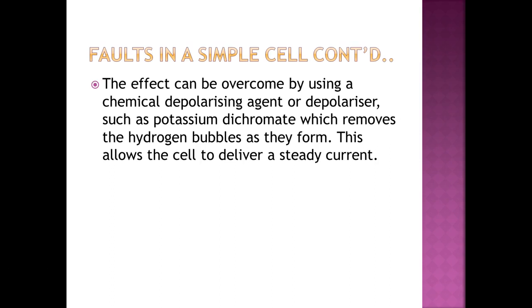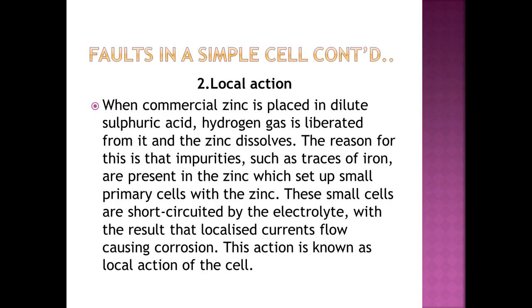And now, how do we overcome polarization? We overcome it by using a depolarizer, such as potassium dichromate, which removes the hydrogen as it forms, so as to allow the cell to deliver steady current.